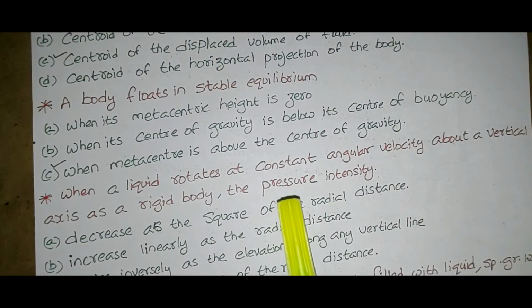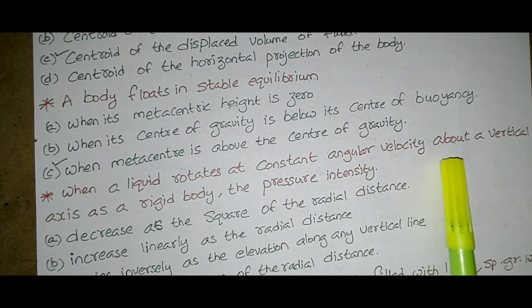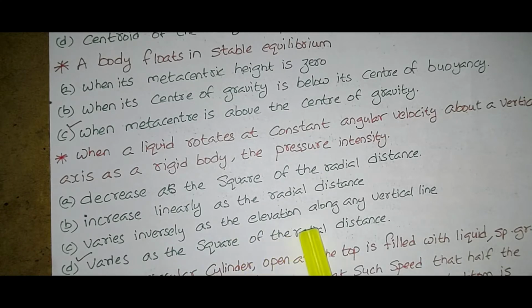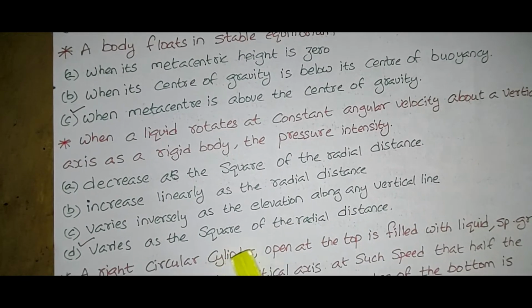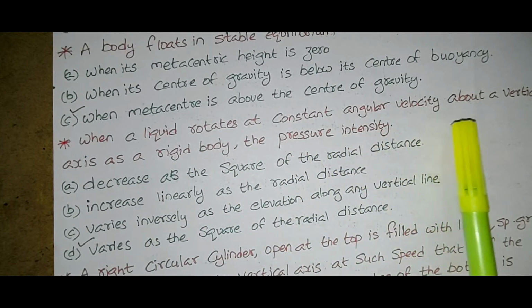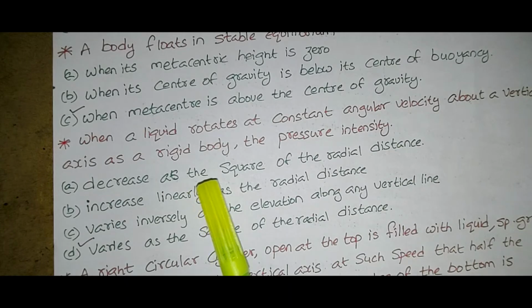When a liquid rotates at a constant angular velocity about a vertical axis as a rigid body, the pressure intensity decreases as the square of the radial distance, increases linearly as the radial distance, varies inversely as the elevation along any vertical line, varies as the square of the radial distance. So when a liquid rotates at a constant angular velocity about a vertical axis as a rigid body, the pressure intensity varies as the square of the radial distance.